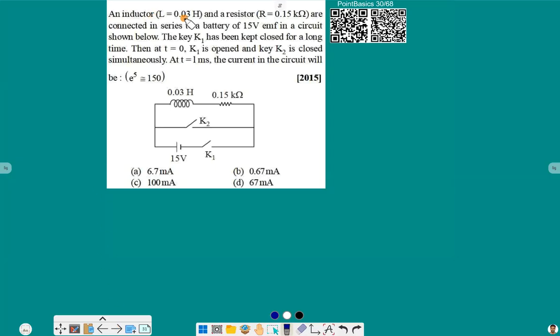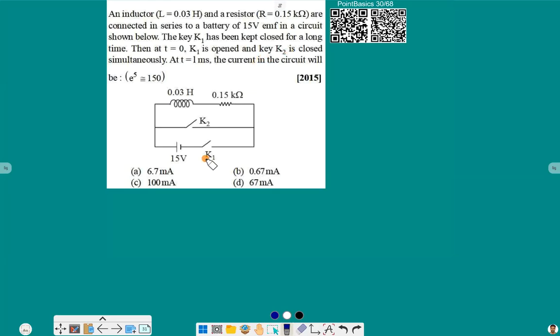An inductor of value, resistance is also given, connected in series to a battery of 15 volt EMF in the circuit shown below. The key K1 has been kept closed for a long time. So K1 is kept closed for a long time, and at t is equal to 0, K1 is opened and K2 is closed.